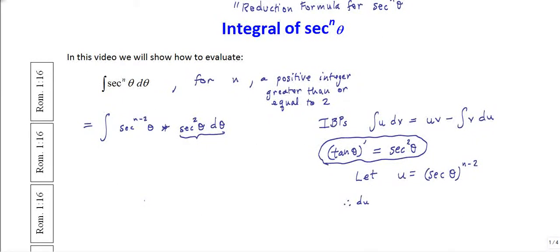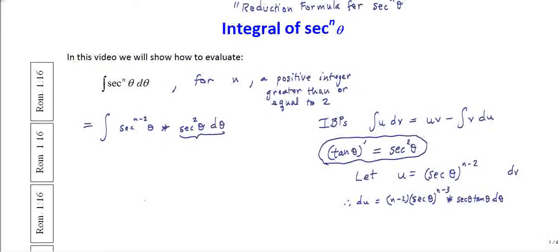Therefore, du is equal to n minus 2 times secant of theta, and now I knock it down by a power, so I get n minus 3, times, I use the chain rule here, so it's going to be the derivative of what's inside here. And this is the other thing that I asked us to remember, that the derivative of secant theta is secant theta times tangent theta, and then we have the d theta. Right, and so now I'm going to do the dv part.